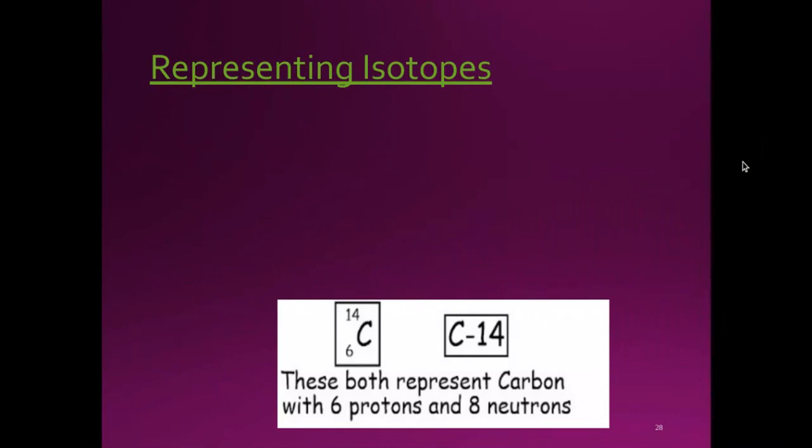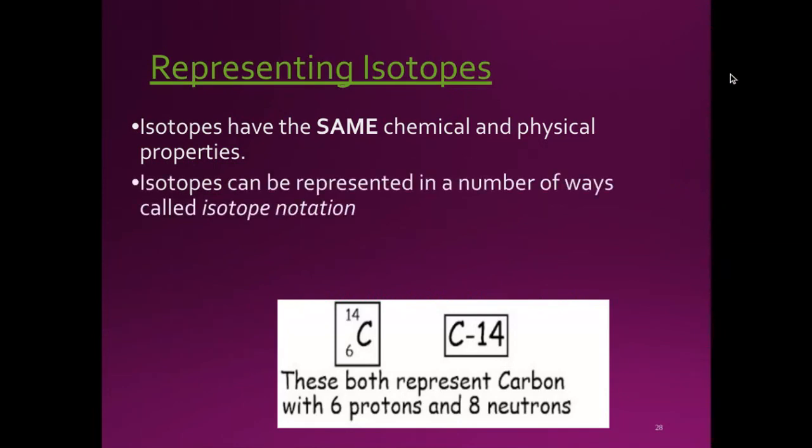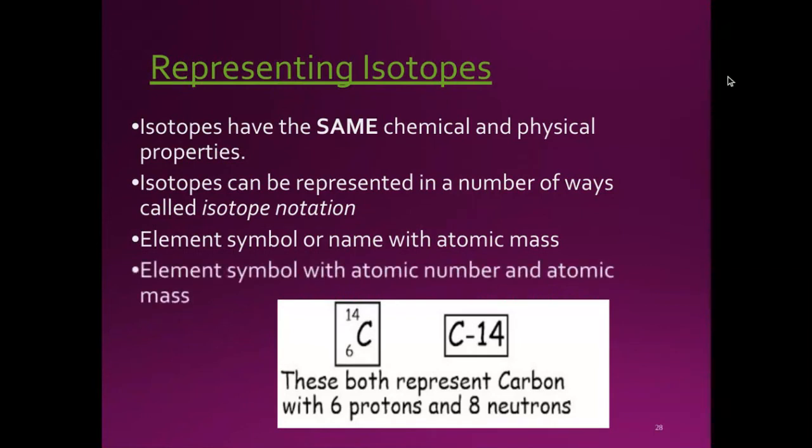When we represent isotopes, you may see it like this. You may see it like this. This is the most common form that I will give you. This just tells you this is carbon because that's the chemical symbol for it. That's what you find on the periodic table. And the number after it tells you it's not a typical carbon, this is going to be an isotope. So isotopes have the same chemical and physical properties. They can be represented in a number of ways called isotope notation. Element symbols or names with atomic masses both give us that same information, just looks a little different.